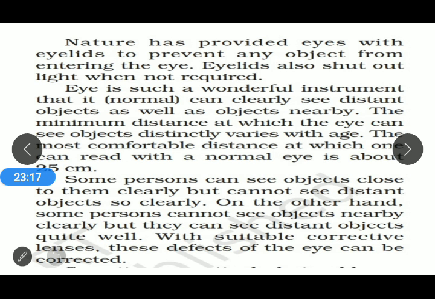So we can say that there is a distinct vision which we call the near point, that is 25 centimeters, and at a very far distance we can see objects clearly. That is the limitation. In physics, the near point distance is 25 centimeters and the far point is called infinity.